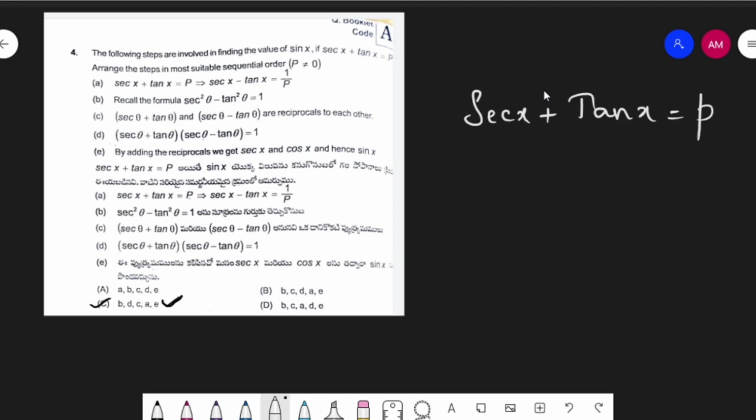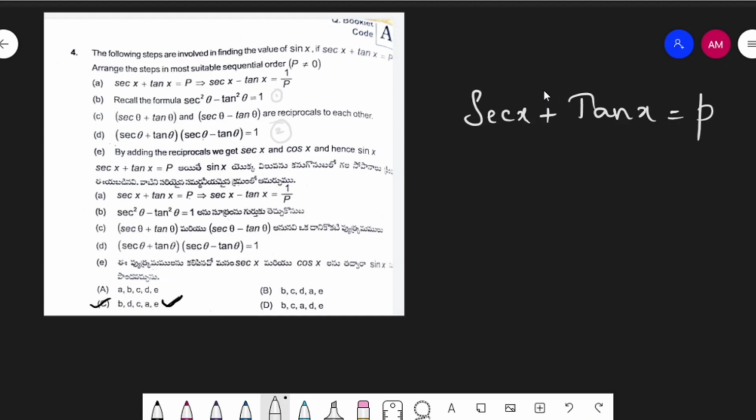So first what we have to do, we have to recall the formula secant square x minus tan square x is equal to 1. So this is the first step. B is the first step. Next, after that, if a square minus b square is equal to 1 means a plus b into a minus b is equal to 1. We rewrite it as secant theta plus tan theta into secant theta minus tan theta is equal to 1. That is the second step.